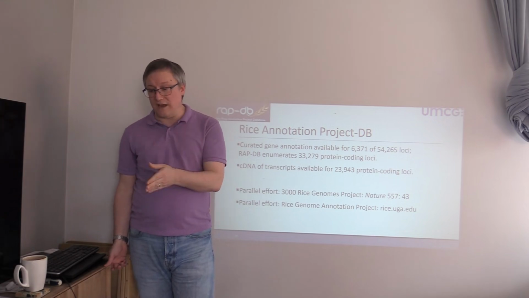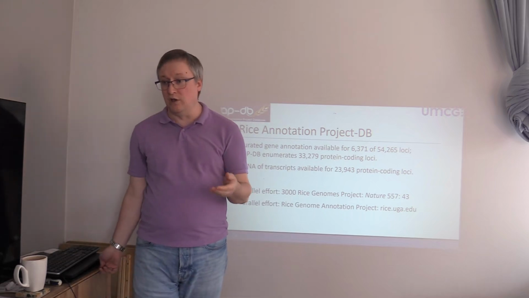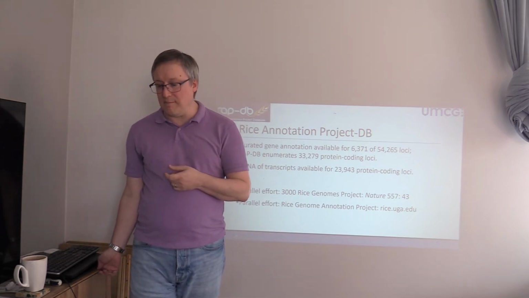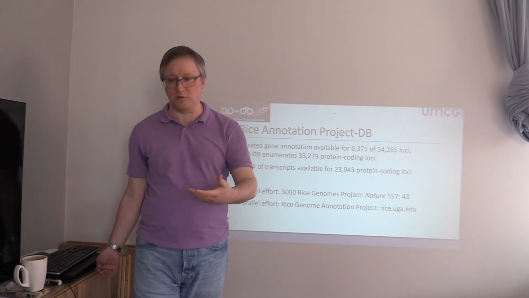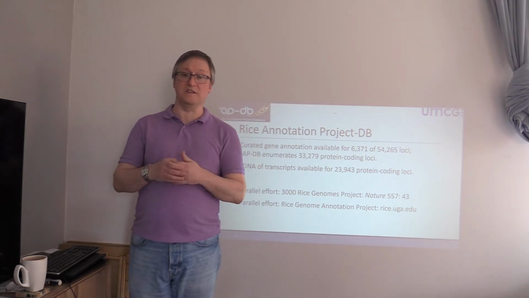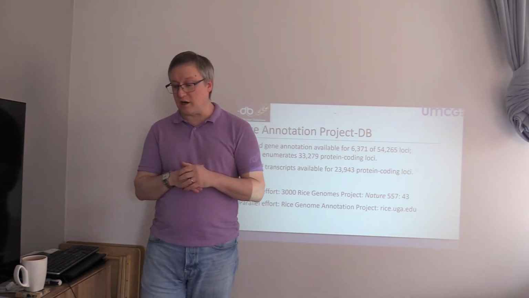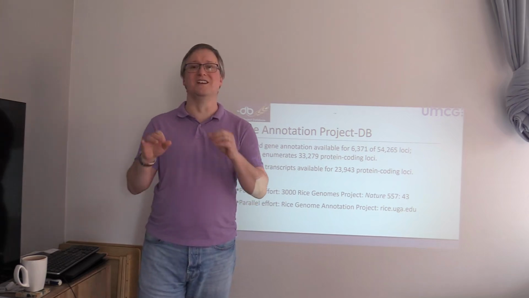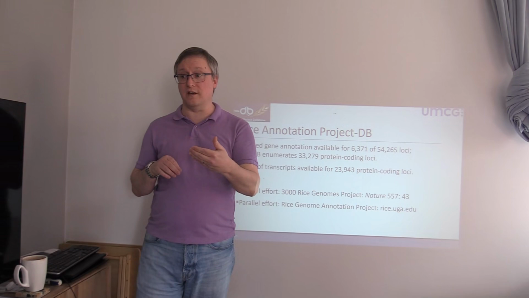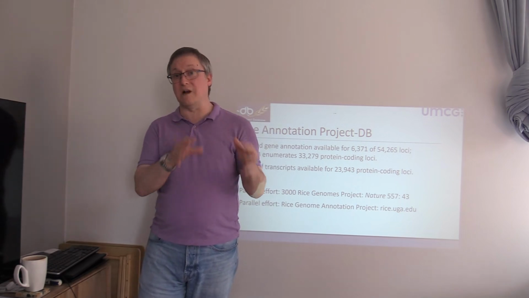So they now have 6,371 annotations available for protein coding genes. That's out of 33,000 that are known to code for proteins in the genome. So this is not quite as compact as Arabidopsis. Remember, that was about 27,000. Now we're talking 33,000. So we're a little larger than Arabidopsis, but because it's so closely related to cereals, rice has become a model in its own right.